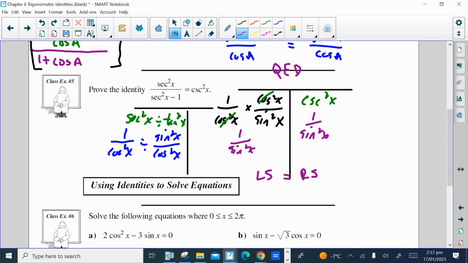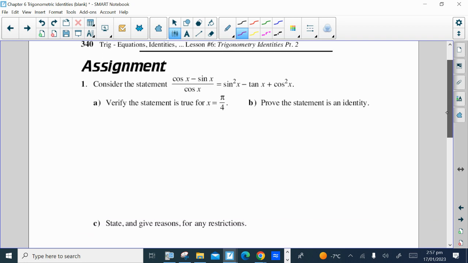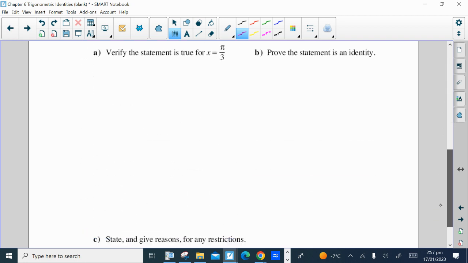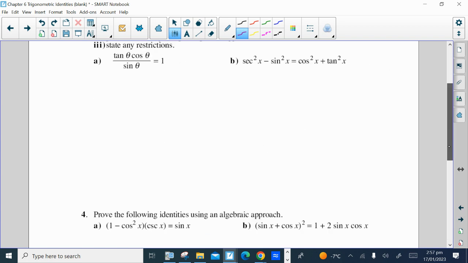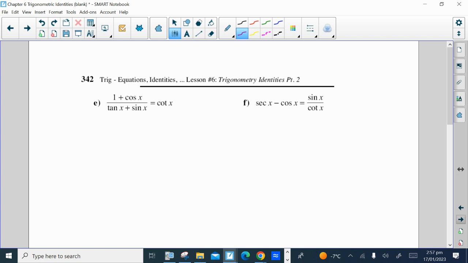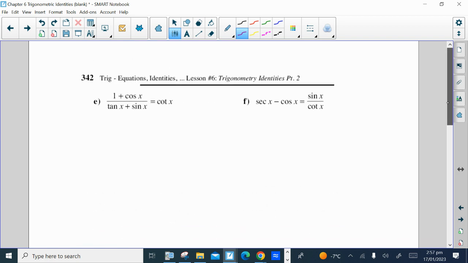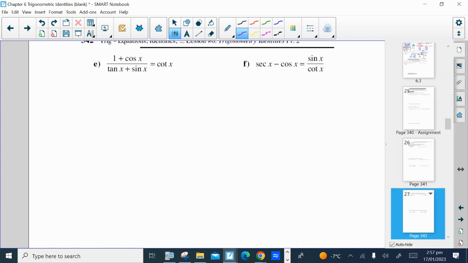Okay? So we're stopping there. It says do questions 1 through 4 for homework. So 1, 2, where it's on the first page. 3, 4 starts on that second page. And there's a couple more on the next page. So you won't have to do past question F on page 3.